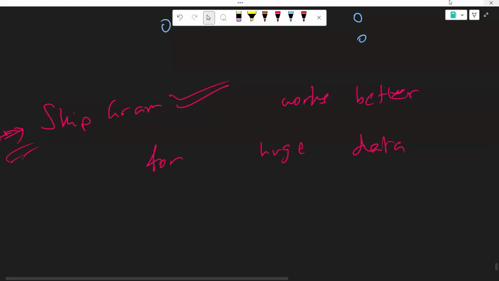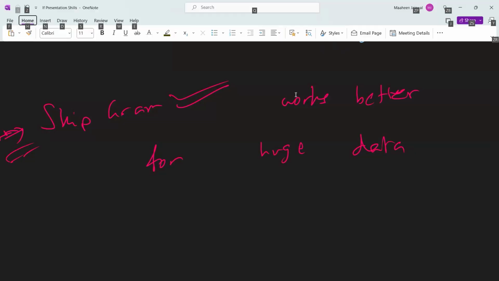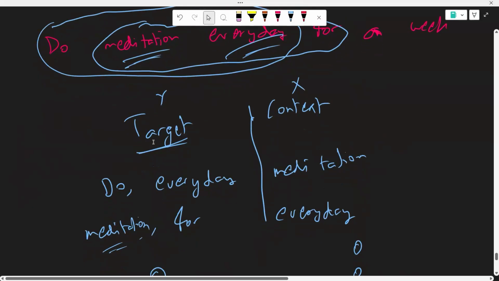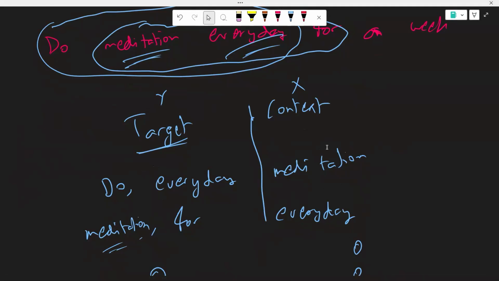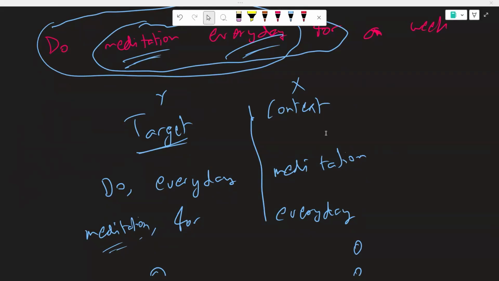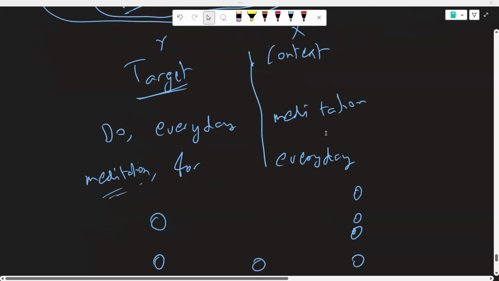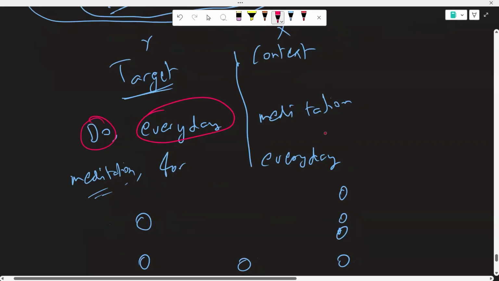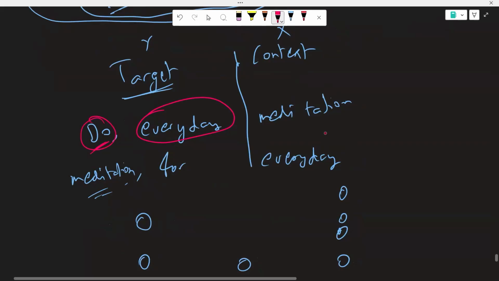Okay, let's see this. The logic is reversed. What we were defining as target in continuous bag of words is now defined as context in skipgram. Did you get it, or do you want me to explain? It means you have two variables mapping from one. How will the equation be framed here? Do every day meditation. This is where you have multiple outputs. You are going to create one for do, one for every day.